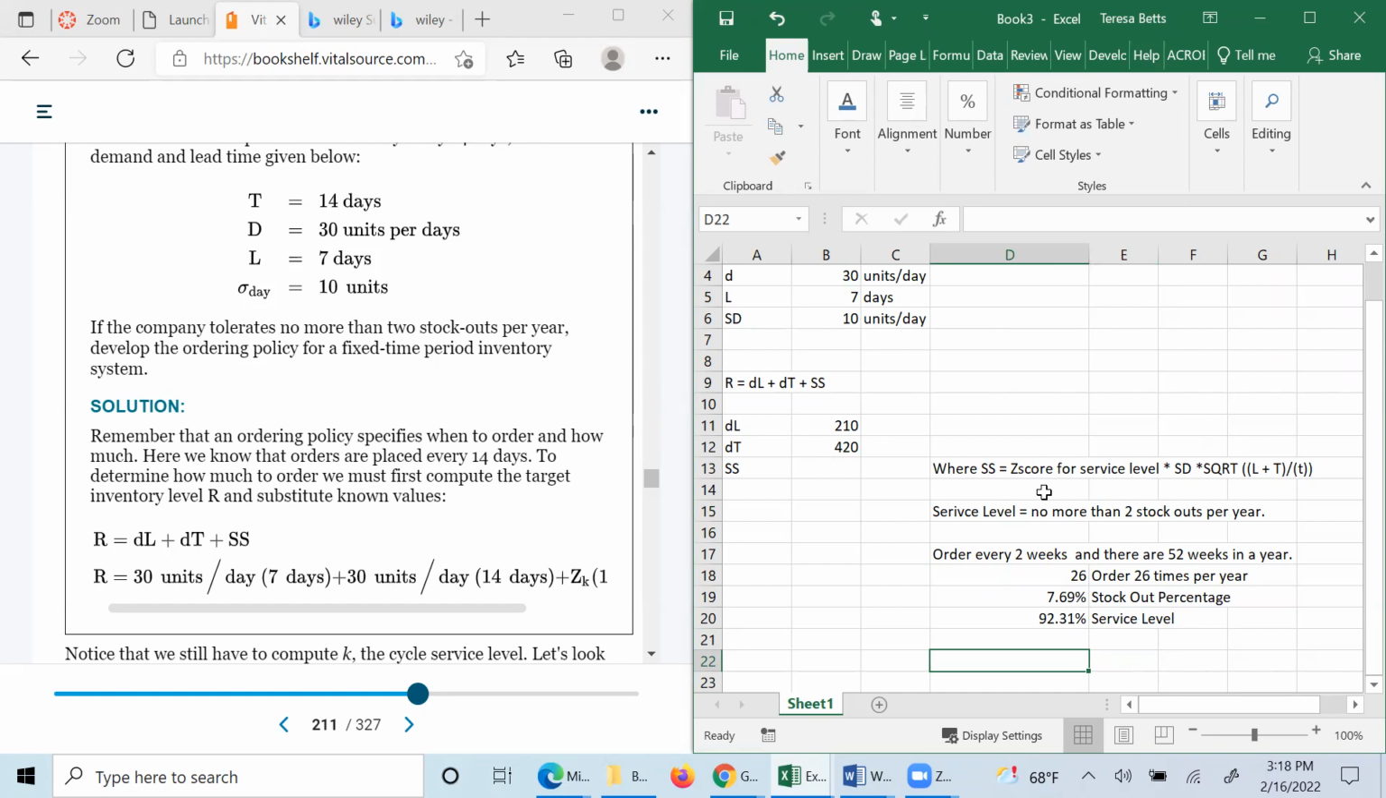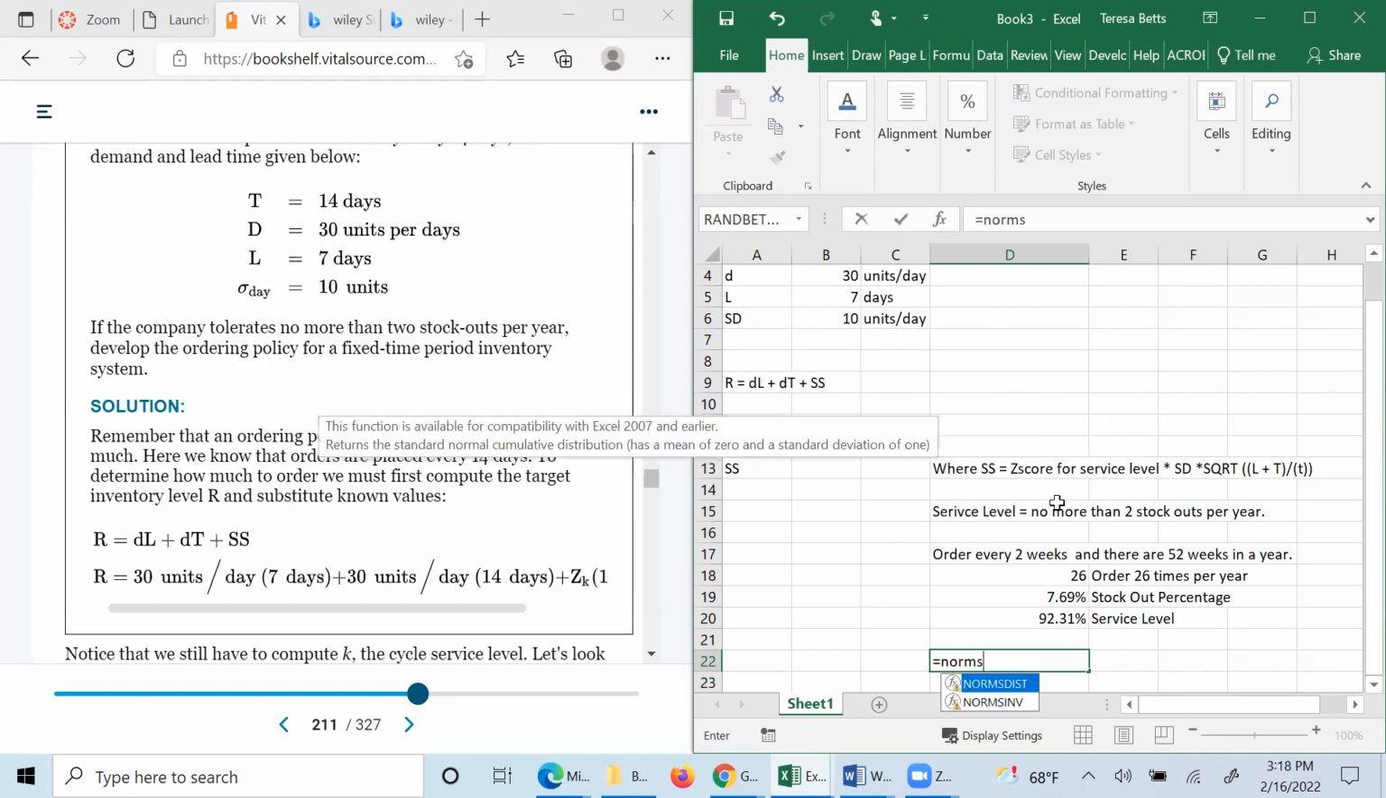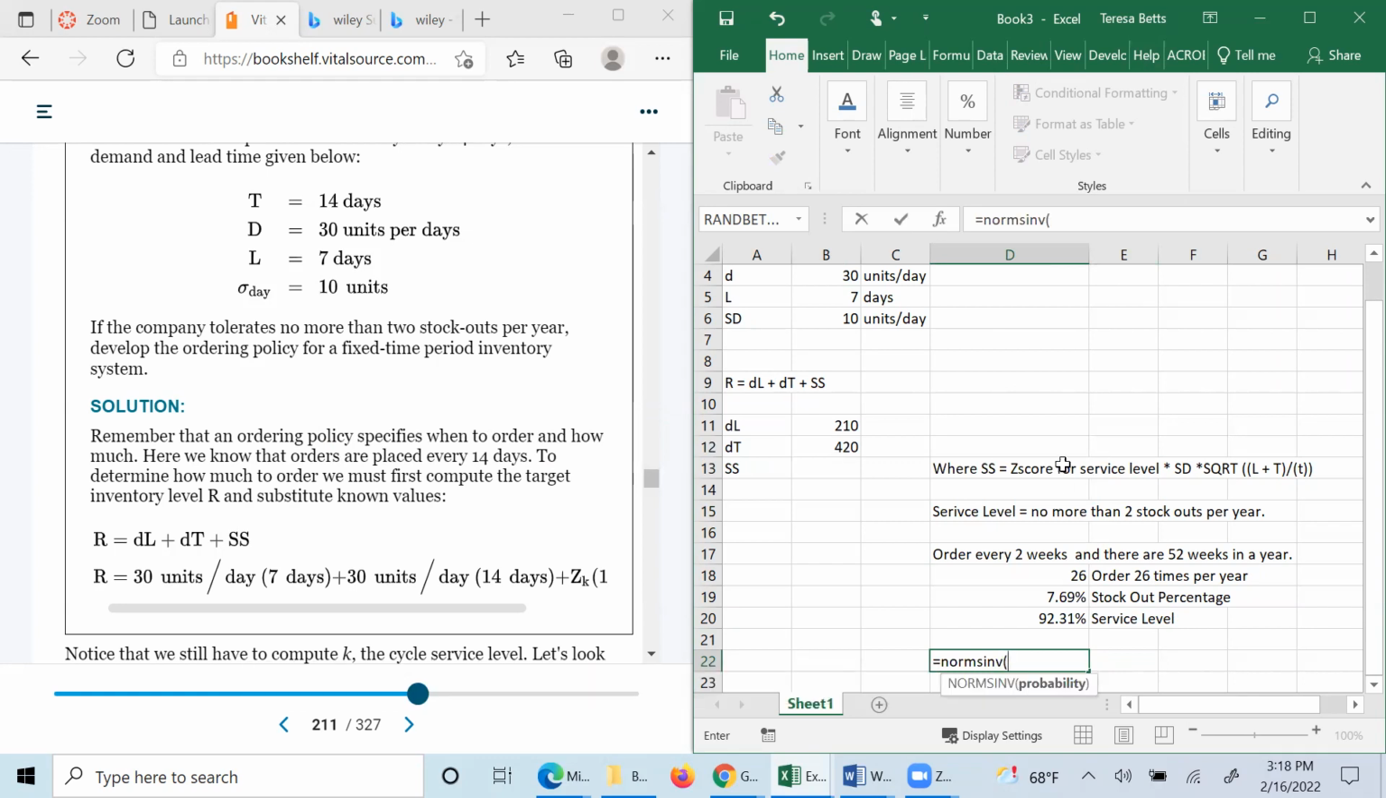Okay. So again, I need to know what my z-score is to use in this formula. All we're doing here is just to get to this z-score. Okay. So my z-score, Excel is wonderful. It tells us the z-score by just using the NORM.S.INV function, NORM.S.INV open parenthesis, and highlight that service level. And it's going to return to us the z-score for a 92.31% service level. Okay, so all of that was just to get the z-score.